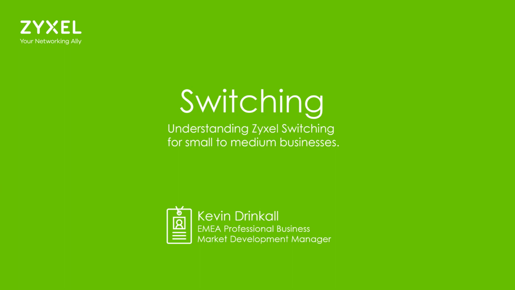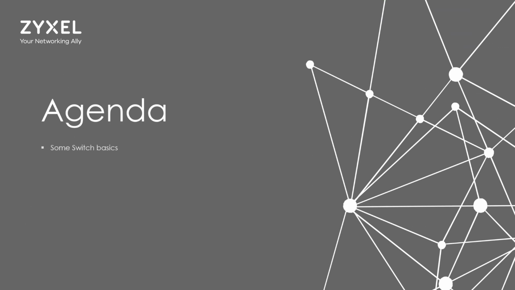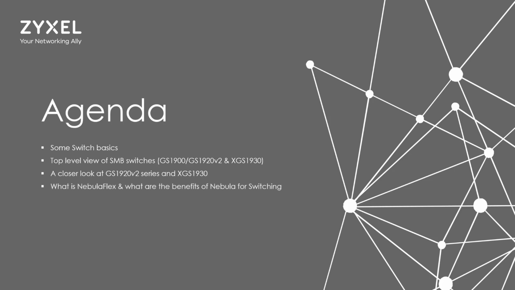Today we're going to be covering an understanding of Zyxel switching for small and medium businesses. So the agenda is that we will take a quick look at some switch basics. Then we will move on to a top level view of the switches in the small to medium business series, which includes the GS1900 series, the GS1920v2 series, and the XGS1930. Then we'll take a closer look at the 1920v2 series and the XGS1930, then move on to looking at what is NebulaFlex and the benefits of using Nebula for switching.